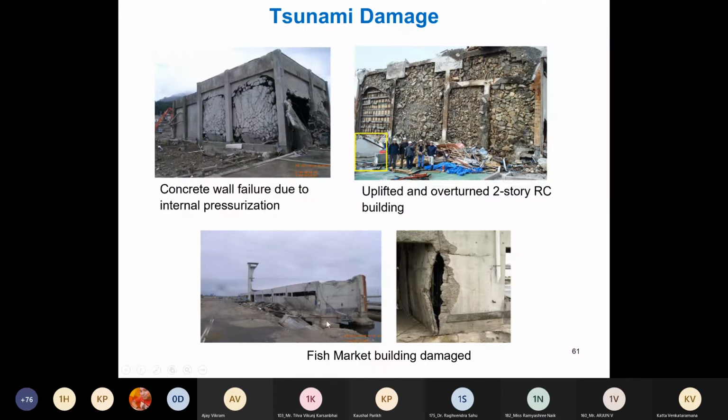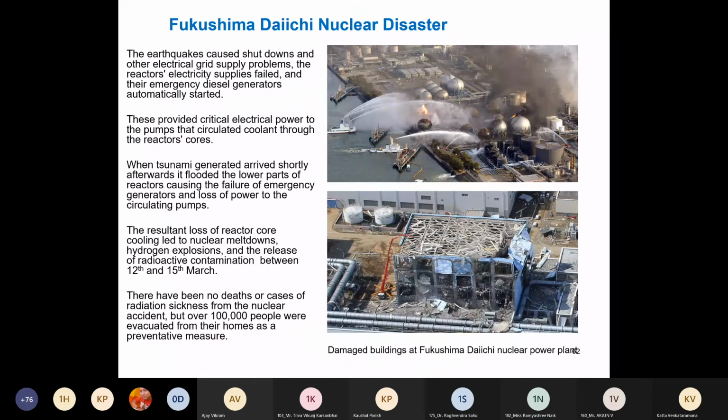Fish market building damage, cracks developed in the building, and also uplifting damage. And as I mentioned, this earthquake caused a nuclear disaster. Fukushima Daiichi nuclear reactor. The earthquake caused shutdowns and other electrical grid supply problems. The reactors' electricity supplies failed, and their emergency diesel generators automatically started. So when the earthquake happened, there was automatic shutdown of electrical power supply. Then diesel generators started, and they supplied power. These provided critical electrical power to the pumps that circulated coolant through the reactors' cores.